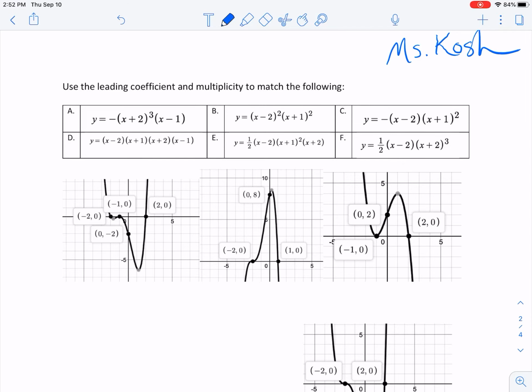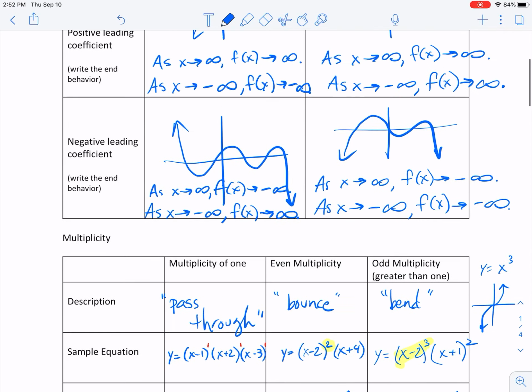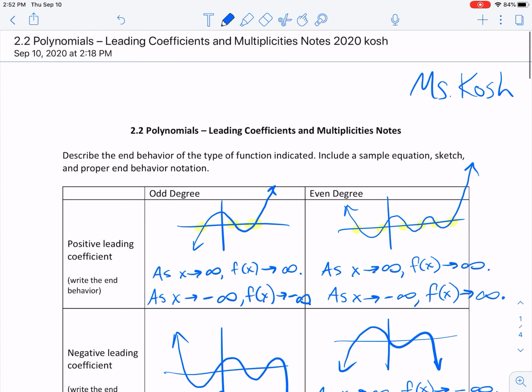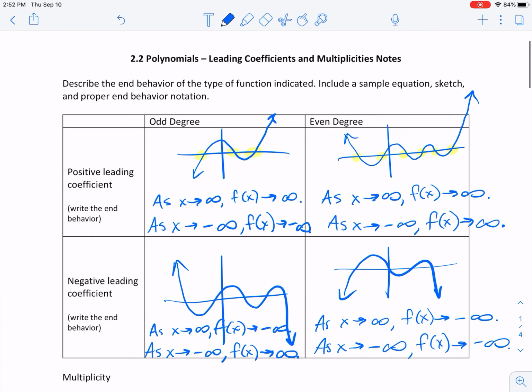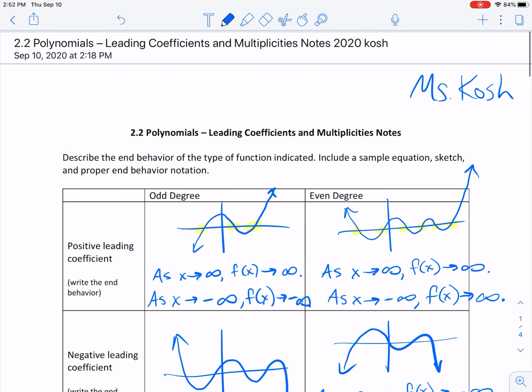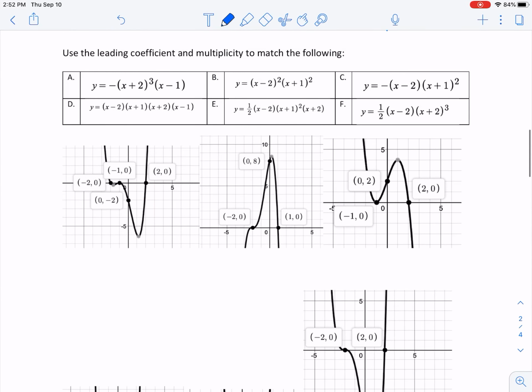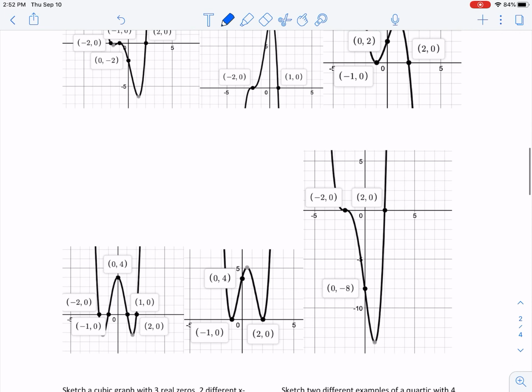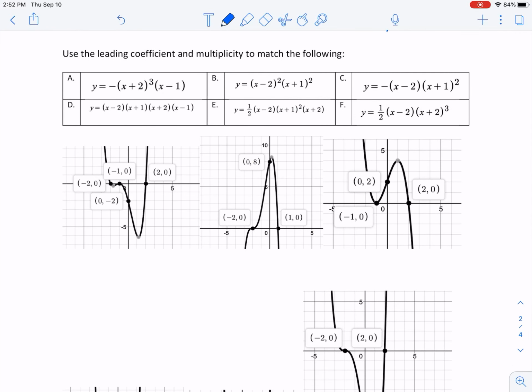All right, we're continuing our video on polynomials with leading coefficients and multiplicities and that sort of thing. So go watch part 1 if you haven't already. Part 1, I did this part. Here comes part 2. On this one, they've given us 6 graphs and 6 equations. They told us to match.